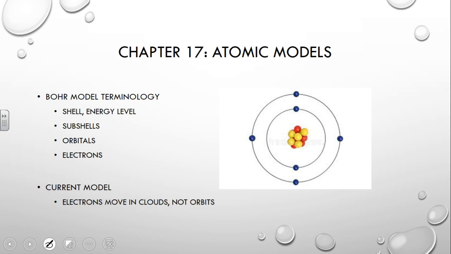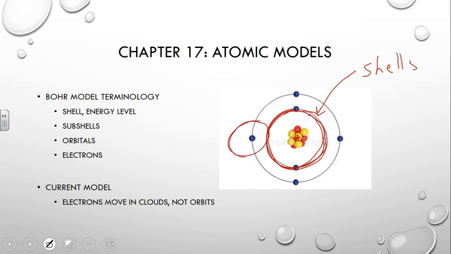And so the Bohr model developed a whole bunch of terminology. He developed the terminology of these spheres, or these rings around here, like planets orbiting around the sun. If this is the sun, then this is a planet orbiting around the sun. And so he called these things shells. Okay. And then within the shells, there are specific places that electrons occupy. And that's these things. Okay.